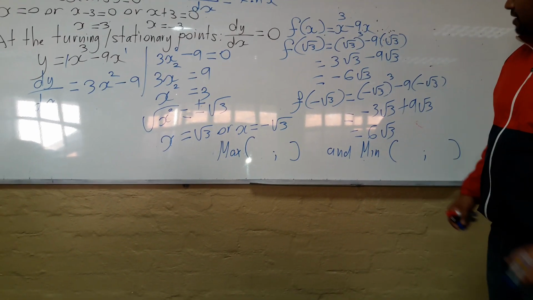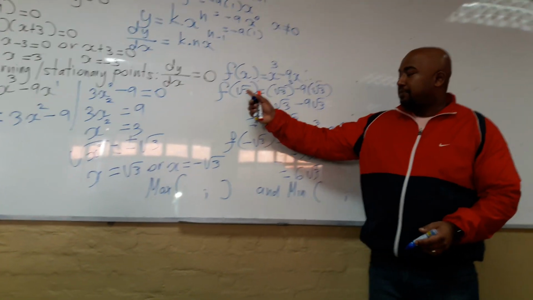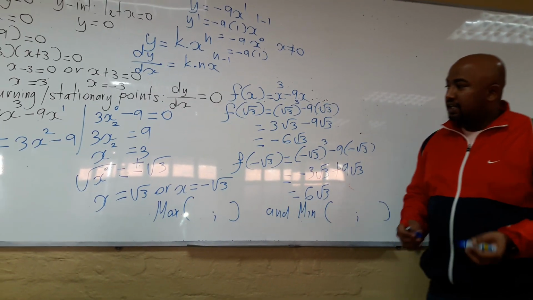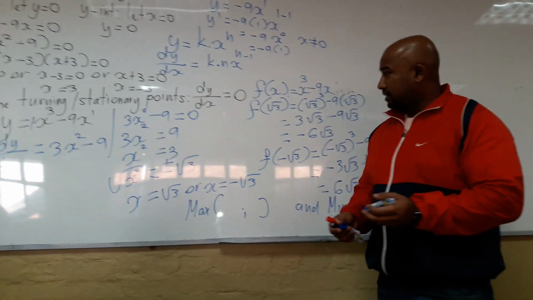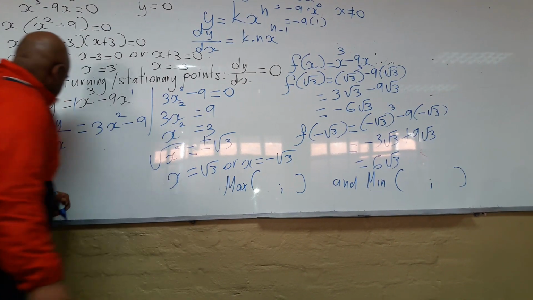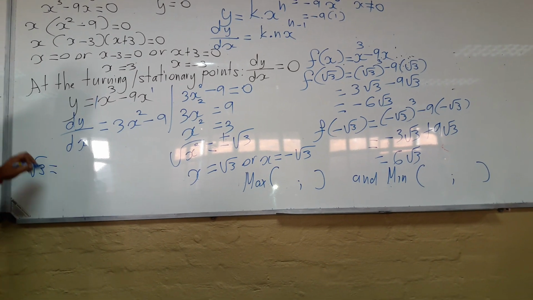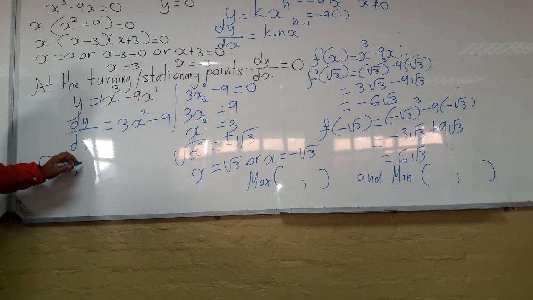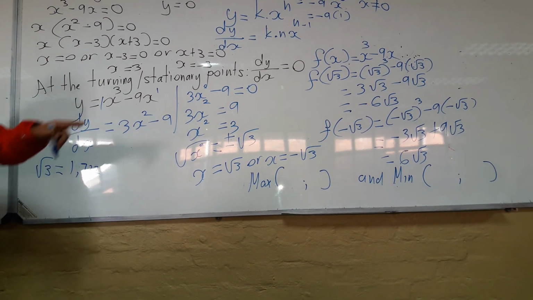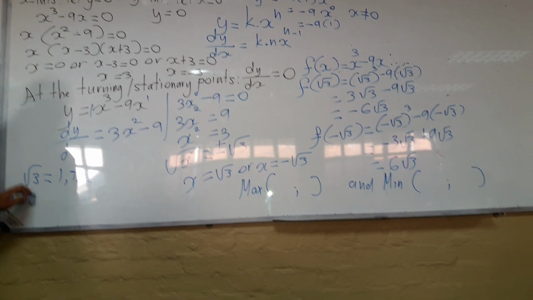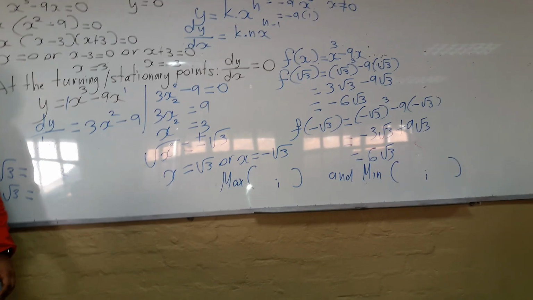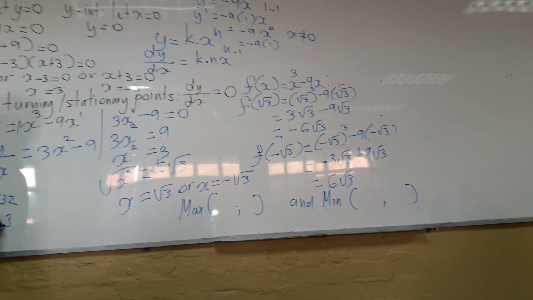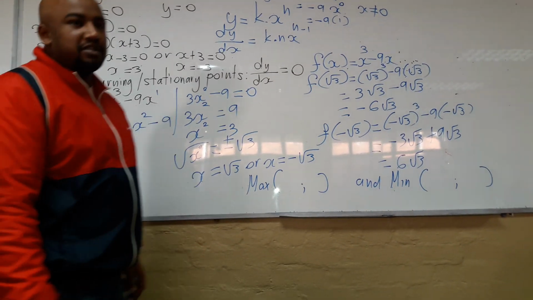So we have these two turning points here. We got positive square root 3 and negative 6 square root 3. What is positive square root 3? Let's just write that down. So what is the square root of 3, rounded up to 3 decimal places? 1.732. And what is 6 times root 3? 10.392. Let's just write it in terms of decimals here.